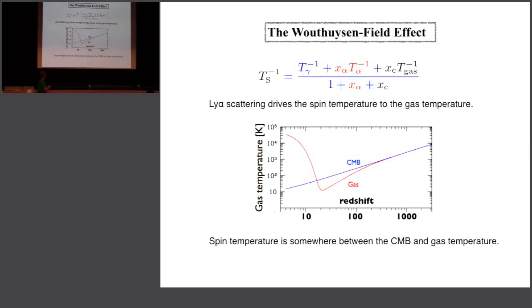Right, so you can already see here, for example, the spin temperature is going to be between the gas and CMB temperature. Here, the hydrogen, we can already see it should be an absorption. Here, it's going to be an emission. You can already see that.